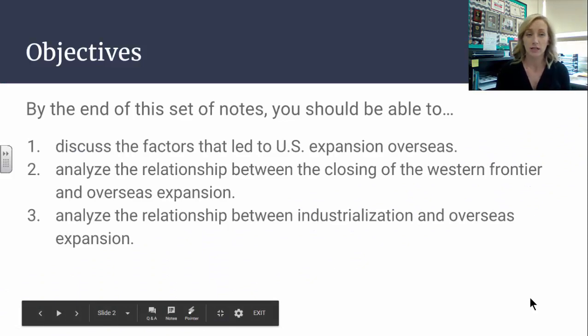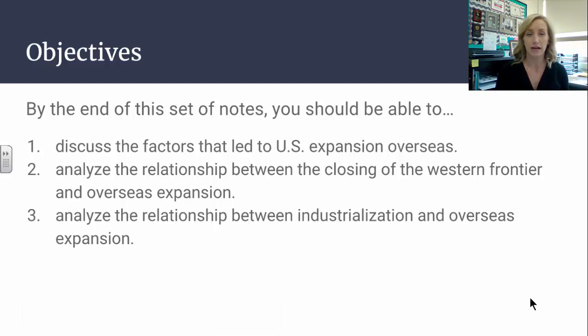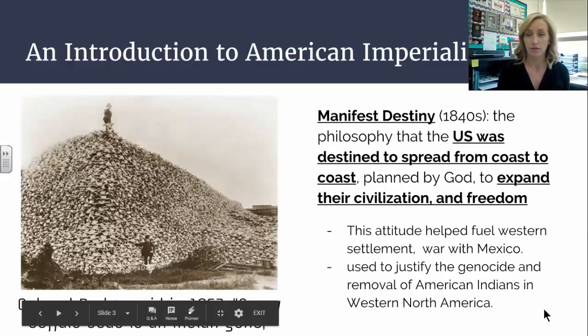So some objectives: by the end of this set of notes, you should be able to discuss the factors that led to U.S. expansion overseas, and we'll talk about the meaning of that. You'll want to analyze the relationship between the closing of the western frontier, meaning in the continental United States, and how that transitioned into expansion overseas. And then you'll need to be able to analyze the relationship between industrialization, one of our previous units, and overseas expansion. We'll hit each of those.